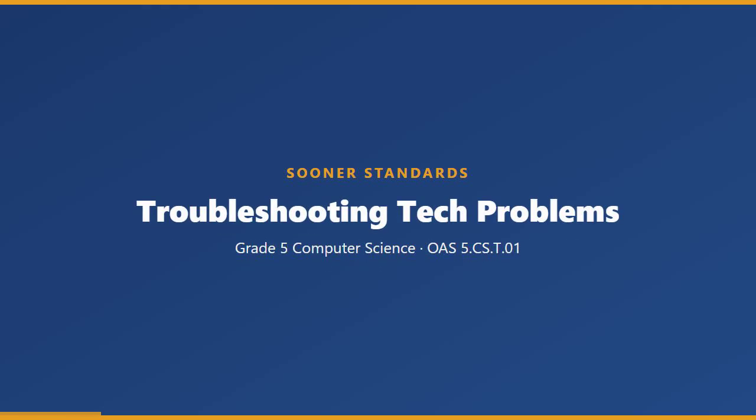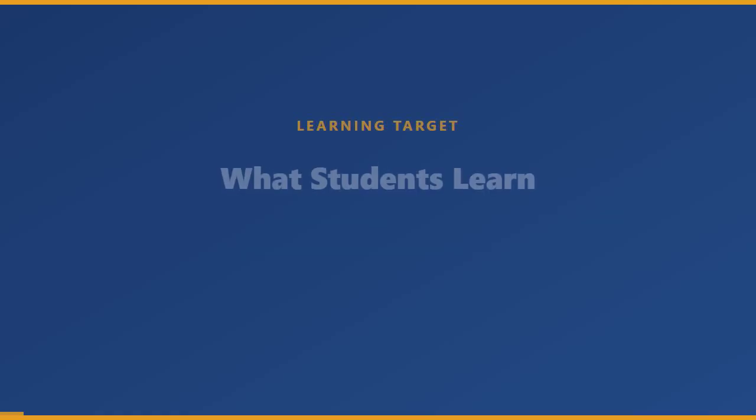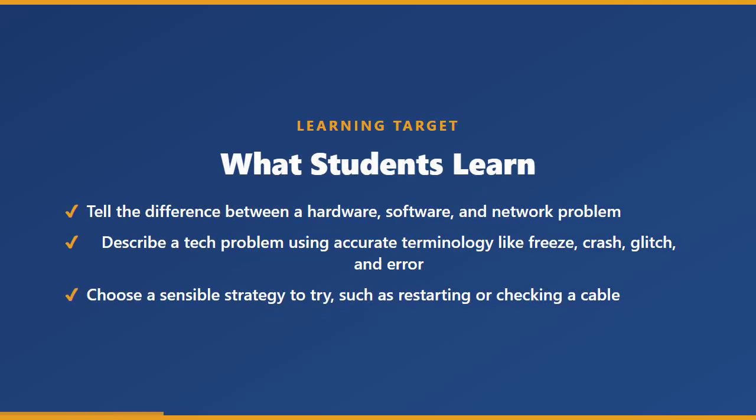From Sooner Standards, Troubleshooting Tech Problems, a complete Grade 5 computer science unit for Oklahoma Standard 5CST01. Students learn to identify simple hardware and software problems using accurate terminology, discuss them with others, apply a strategy to fix them, and explain why the strategy should work.